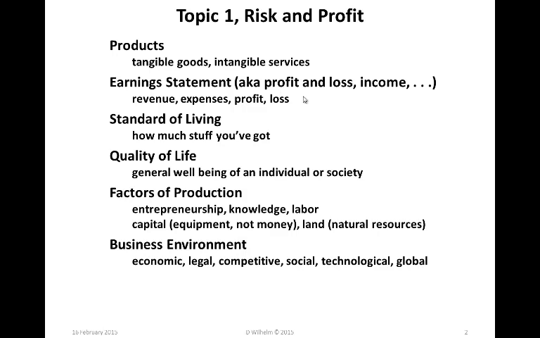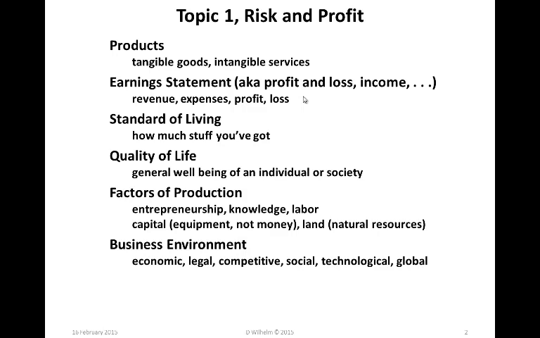There are 5 factors of production. 3 of them are human-related. Those are entrepreneurship, starting businesses, knowledge, primarily using knowledge to accomplish your tasks, and labor, where you're primarily using physical effort to accomplish your tasks.